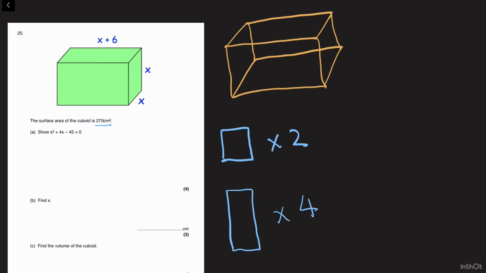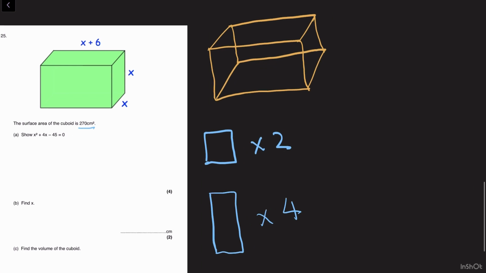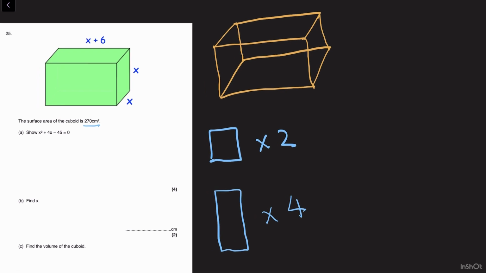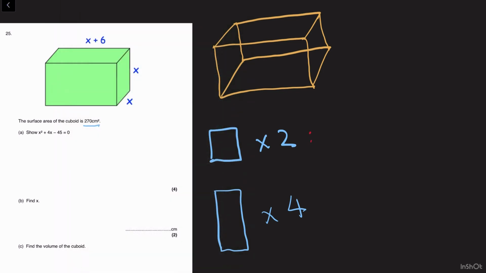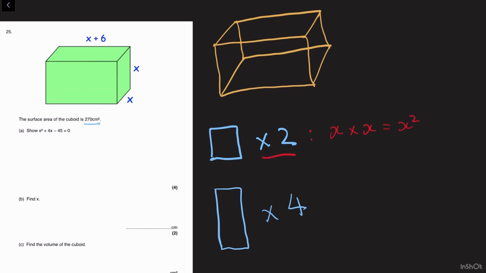Now let's try to work out the surface area of the square aspects. The square aspect of the cuboid has a surface area of x times x, which equals x squared. And because there's 2 of those surfaces, we do 2 times x squared, which equals 2x squared.